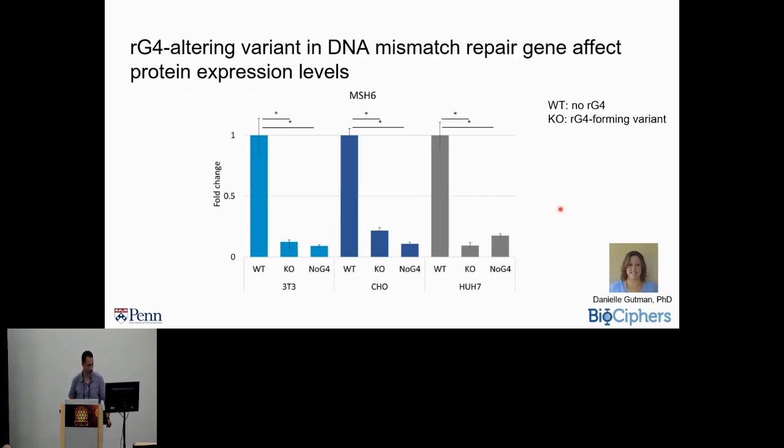And here is another example. This one was MHH6, so this was on our list. We couldn't get enough power in the Penn Medicine Biobank for the variants that we found, but we knew it was already implicated, so we tested it. And again, you see a very strong effect on proteins when you introduce the mutation. In this case, it's an RG4 forming variant, right? So it goes in the other direction.